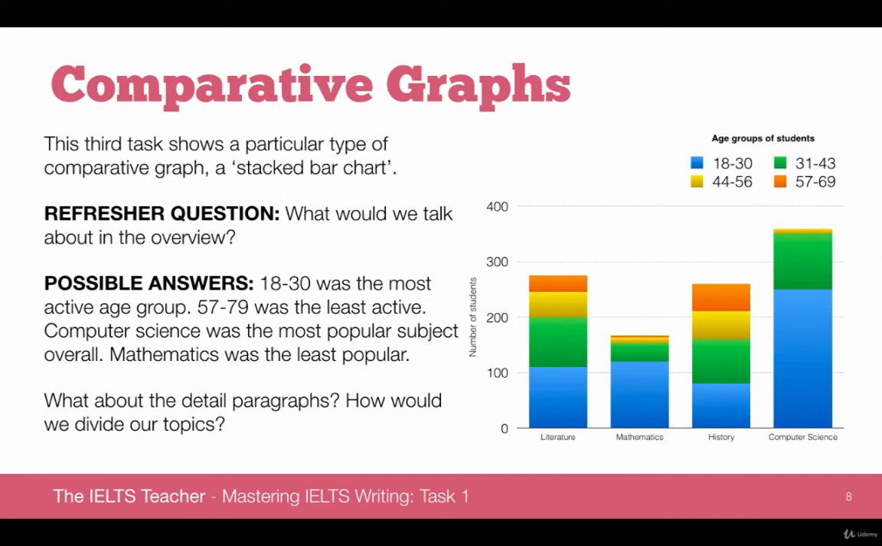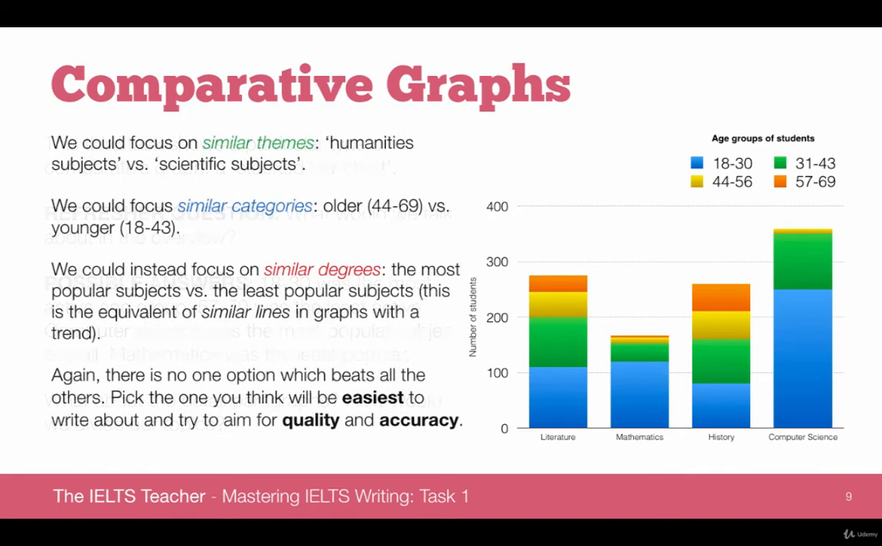But what about the detail paragraphs? How would we divide our topics? Again, we could focus on similar themes. So we could look at the humanities subjects, literature and history, versus the scientific subjects, computer science and mathematics. We could focus on similar categories, for example, the older groups of people, 44 to 69, versus the younger groups of people, 18 to 43. Or finally, we could focus on similar degrees, so the most popular subjects versus the least popular subjects.